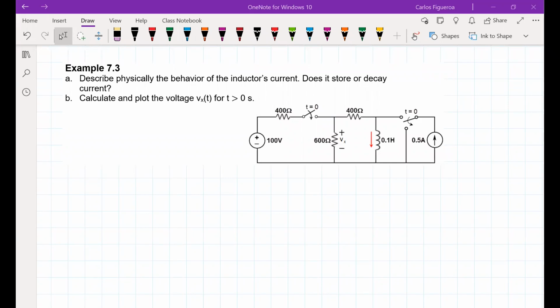Example 7.3. Describe the behavior of the inductor's current. Does it store or decay current? Calculate and plot the voltage Vx for all times.